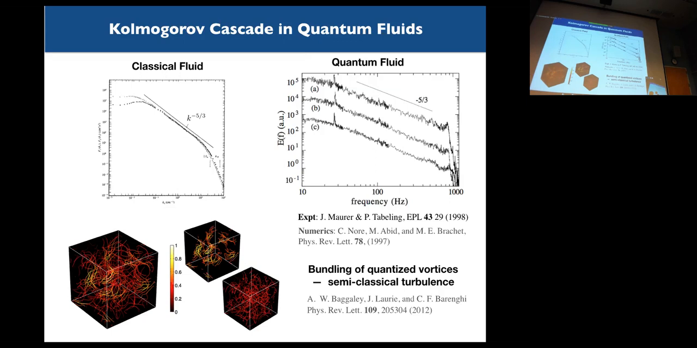And the understanding we have of it these days is nicely summarized in this picture by Carlo and some of his co-workers, where basically if we have a large number of quantized vortices of the same sign and they're bundled together, then the bundles start to behave in a semi-classical way that can mimic a classical fluid.